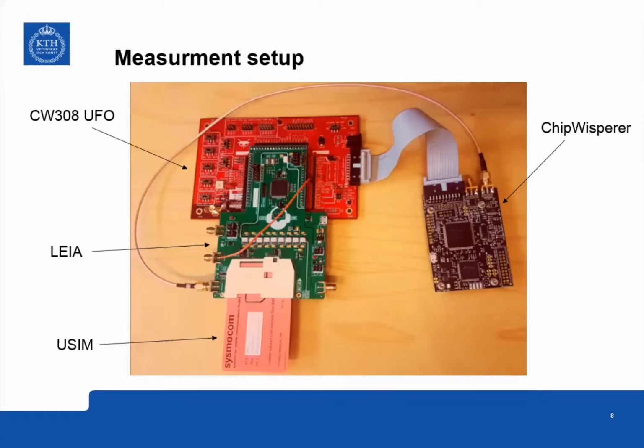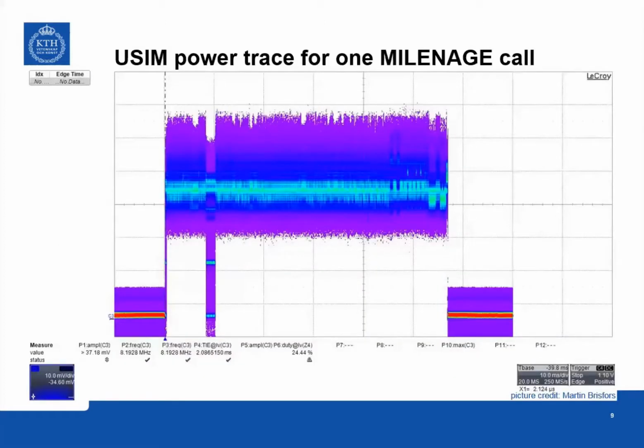In our setting, a PC plays the role of MME. To initiate the authentication, the PC communicates with the USIM and calls MILENAGE with a random challenge RAND as a seed. At the same time, the PC sends to the ChipWhisperer a trigger signal to start capturing the power trace of the USIM. This slide shows a full USIM power trace for one MILENAGE call.